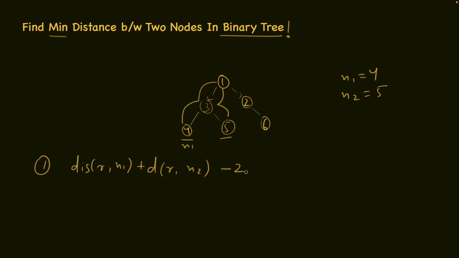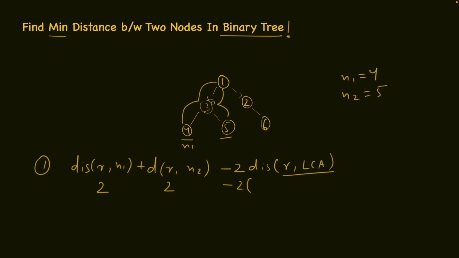Now minus twice the distance from root to LCA. If you don't know what LCA is, I have a video for that, on how to find the LCA of two nodes. Basically LCA is the parent, the least common ancestor. The full form of LCA is least common ancestor. So this is 2, this is 2, and minus 2 into the distance from root to LCA. What is LCA here? LCA is 3. So the least common ancestor for 4 and 5 is 3.